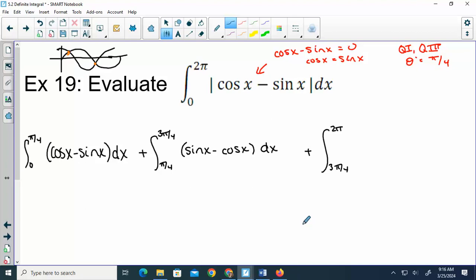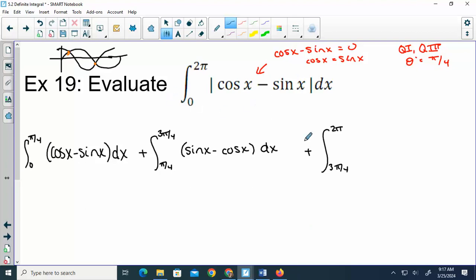If you didn't want to do it that way, you can plug in points. You just have to have something between pi over 4 and 3 pi over 4, so maybe pi over 2. Sine of pi over 2 is 1. Cosine of pi over 2 is 0. So we see that sine is on top.